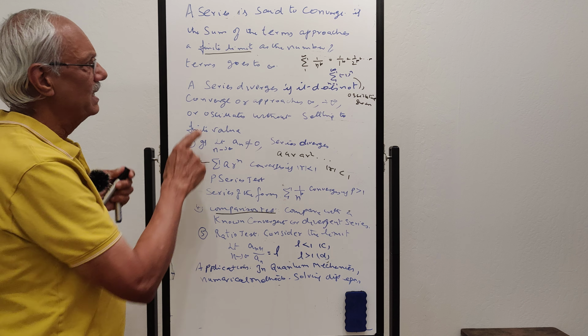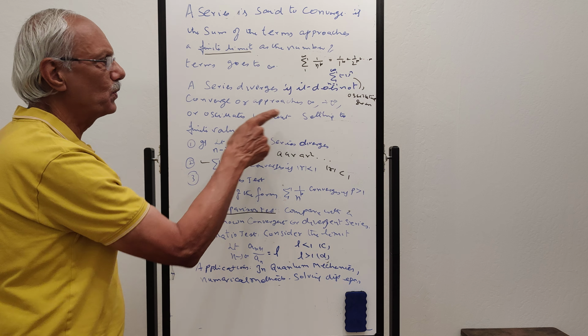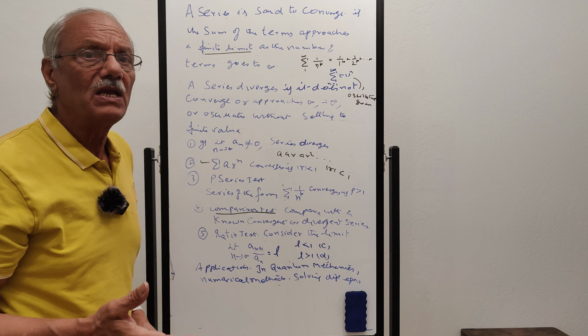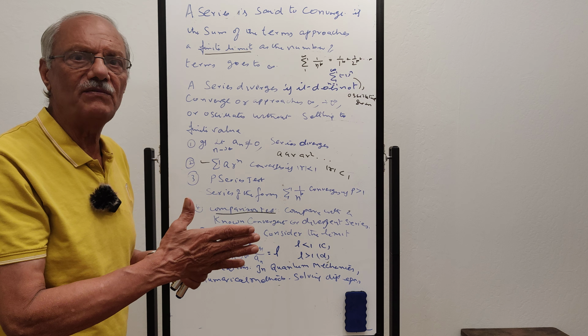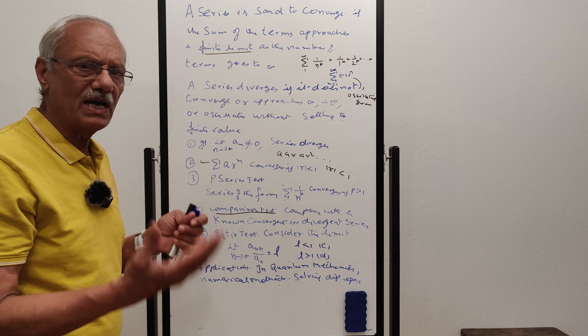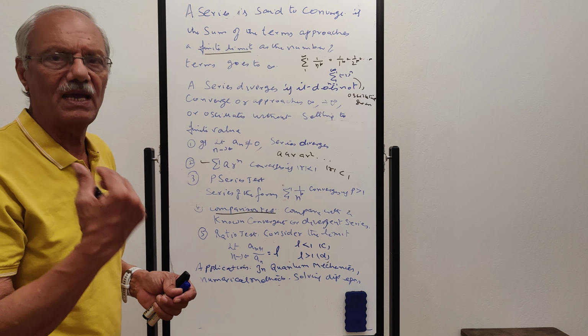So a series diverges if it does not converge. It may approach plus infinity or minus infinity. In either case, there is no finite limit, and so we say that it diverges.